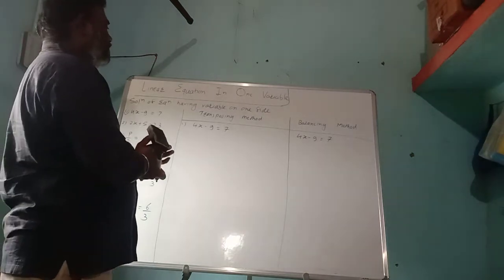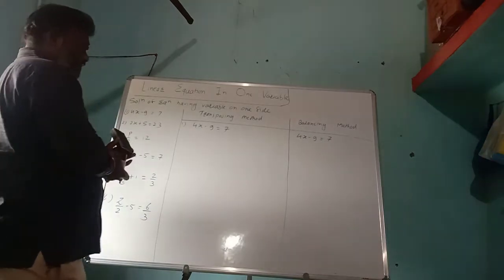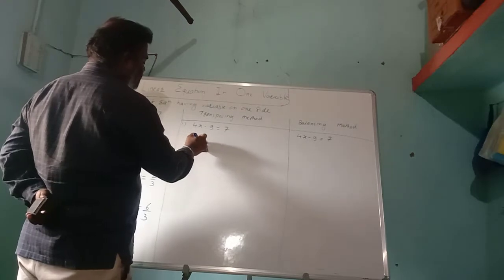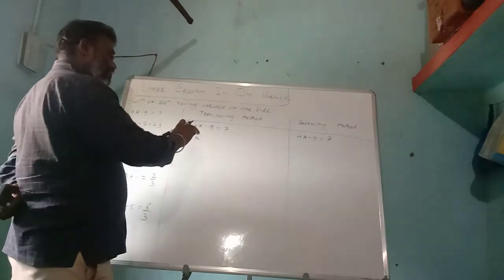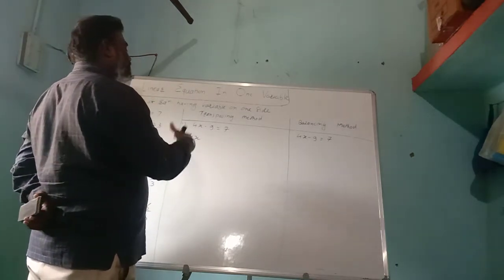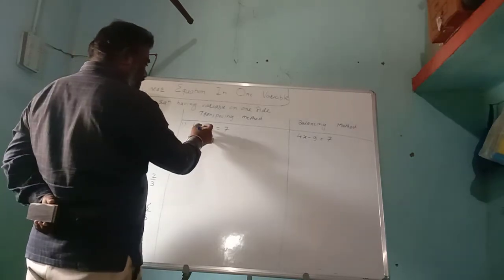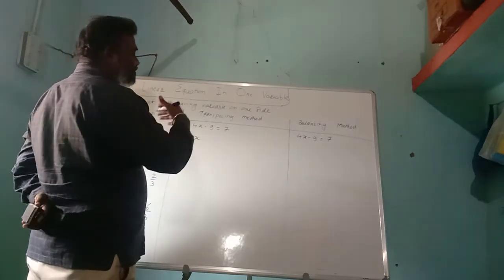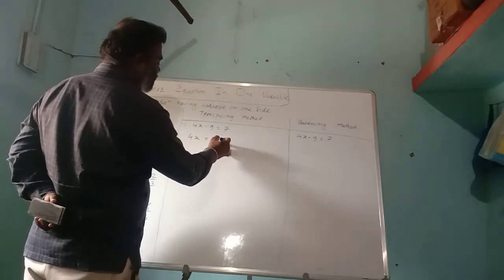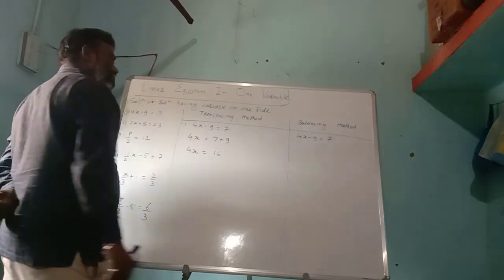First we check the example 4x minus 9 equals 7. Now in the transposing method, first step, 4x minus 9 equals 7. First we have to transpose the constant to the other side of the equal to sign. Here it is minus 9. While transposing this minus 9 to the RHS, it becomes plus 9. That is 7 plus 9. Hence 4x equals 16.